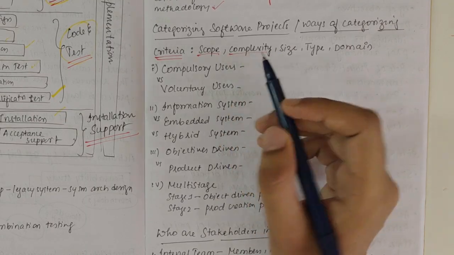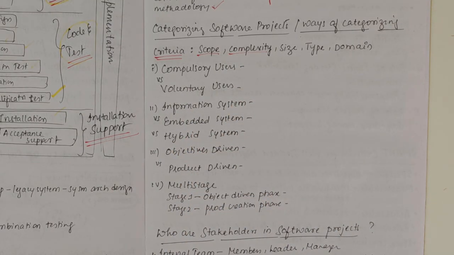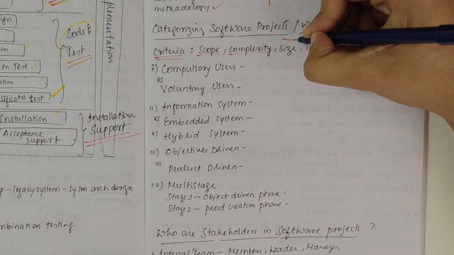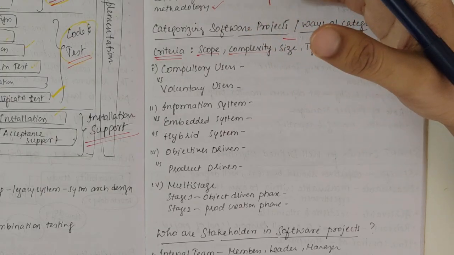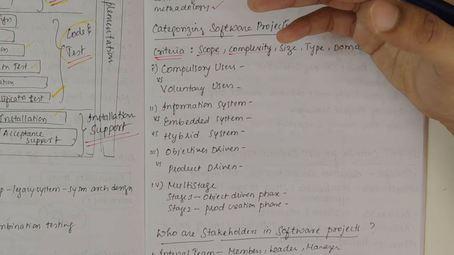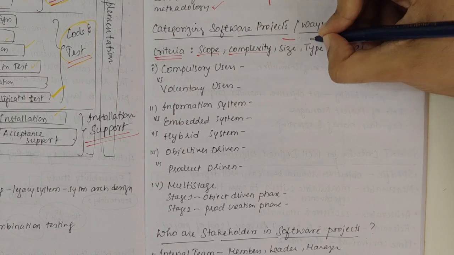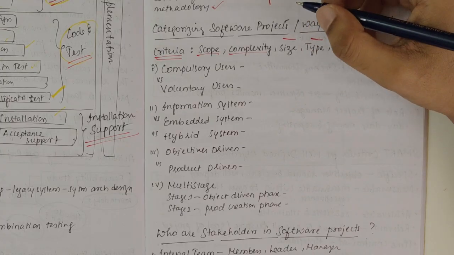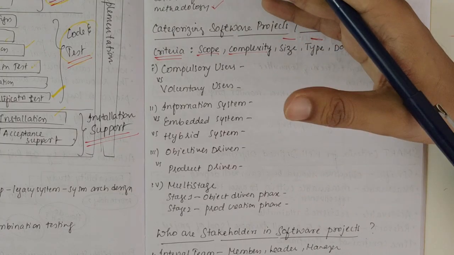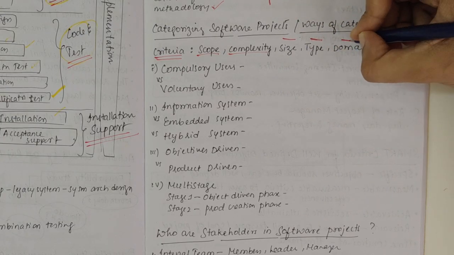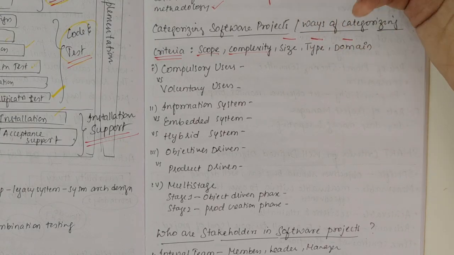Then we have complexity. Complexity is how complex our project is in terms of the requirements, the design and the implementation part. Then we have the size, the scale at which our project is being developed: how many stakeholders are there, what functionalities we need to develop and all of that. Then we have types. What type of project is it? Is it a development project, or an enhancement project of a legacy system which is already available? Then we have domains. There are different domains, healthcare, banking and all of that.